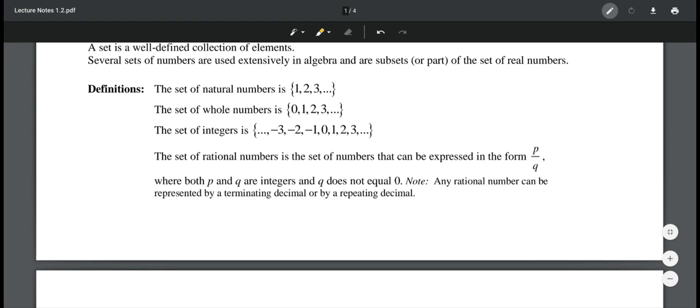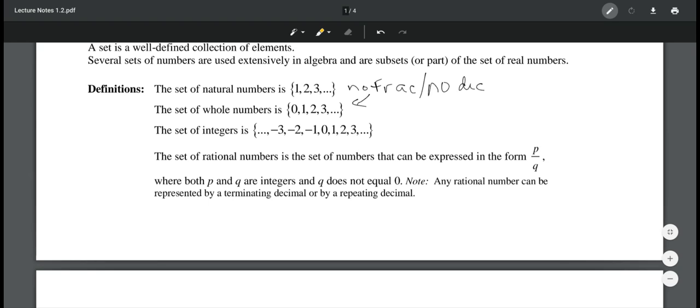So the set of natural numbers is listed as 1, 2, 3, 4, 5, 6, 7, 8. It keeps going and going. There are no fractions and no decimals in this set. It's just 1, 2, 3, 4, 5, 6. It's like those counting numbers that you use to count. Now, the set of whole numbers includes 0. Still, no fractions, no decimals involved in that subset of numbers.